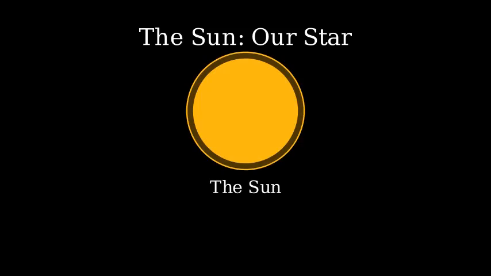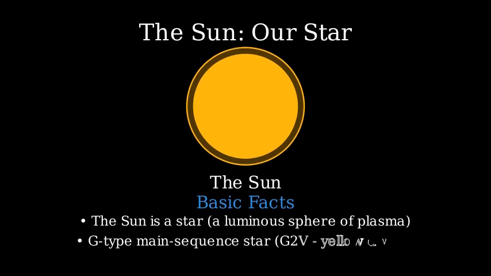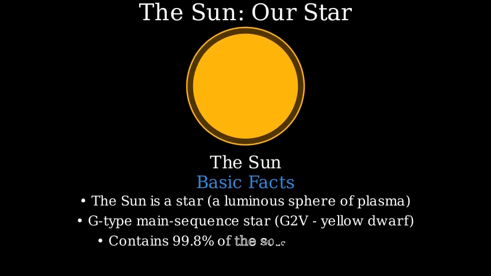The sun is a fascinating celestial body that powers life on Earth and controls the dynamics of our entire solar system. Let's start with some basic facts about the sun. First, the sun is a star, a massive luminous sphere of plasma. It's classified as a G-type main sequence star, often called a yellow dwarf. Despite being average-sized compared to other stars, the sun contains approximately 99.8% of the mass in our solar system.